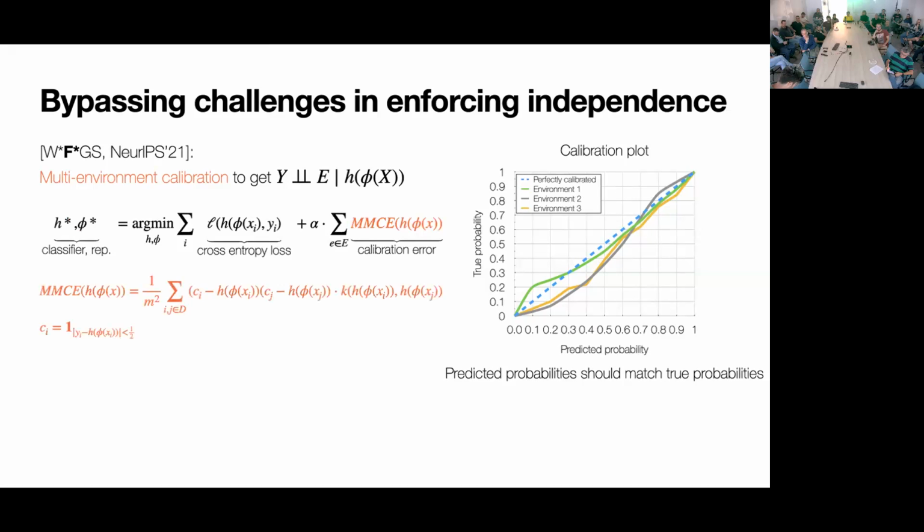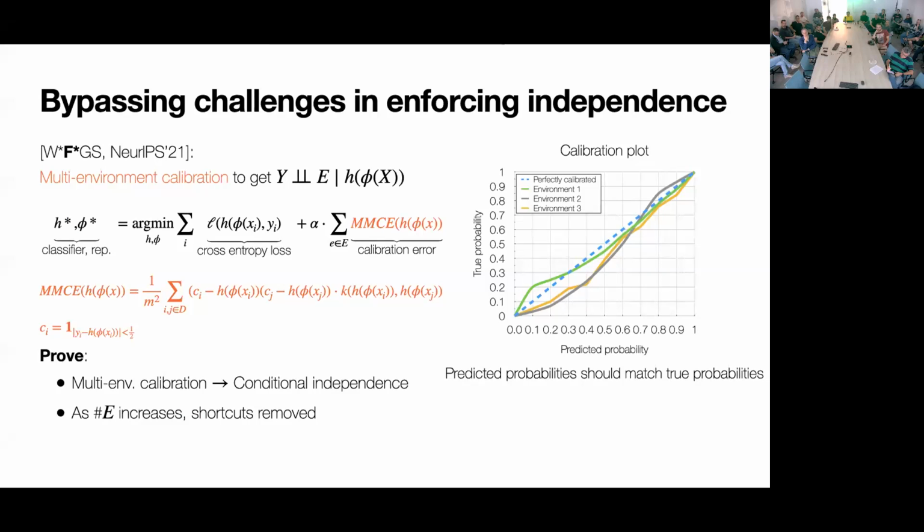I'm not going to put too much emphasis on theory here, but what we tried to do is prove, in a rather simplified setting, and it's been expanded since, but in our paper it was quite simplified, that if you have a multi-environment calibrated model, meaning that you are calibrated at the same time on all of these doctors, then you would get to be conditionally independent from the doctor. And as the number of environments increases, so as we get to see more hospitals and more doctors, we will remove more shortcuts from the model, and the model will generalize better.